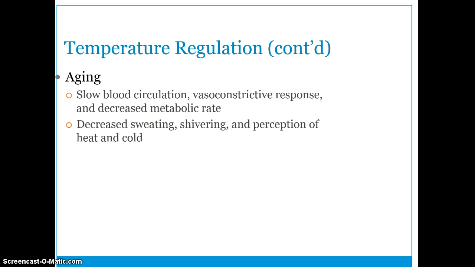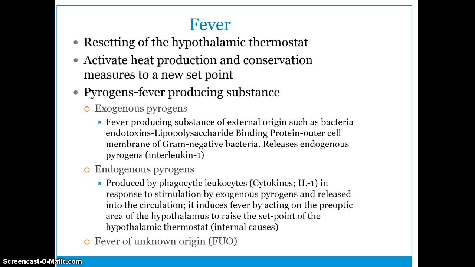As we get older, everything slows down. Our body circulation slows down. We have a slower vasoconstrictive response and decreased metabolic rate, as well as, again, a decrease in sweating, shivering, and perception of heat and cold. And so everything's always slowing. So you see a lot of the elderly people always wearing sweaters, even in the middle of the summer, because of this regulation problem. The body's not able to perceive whether it's hot or cold.